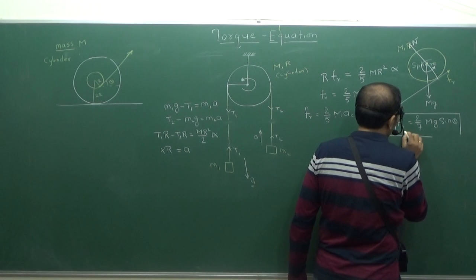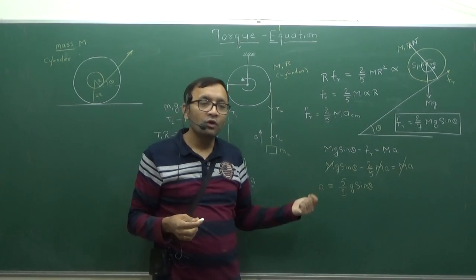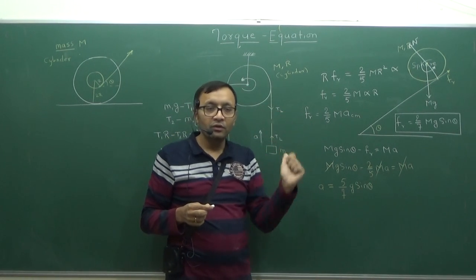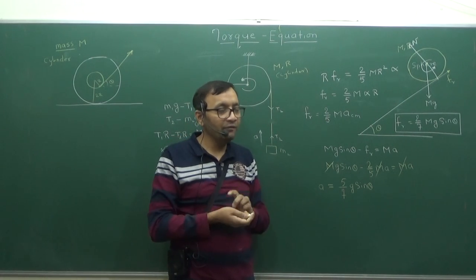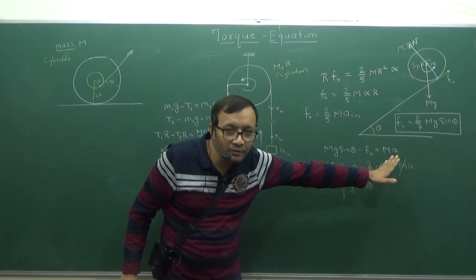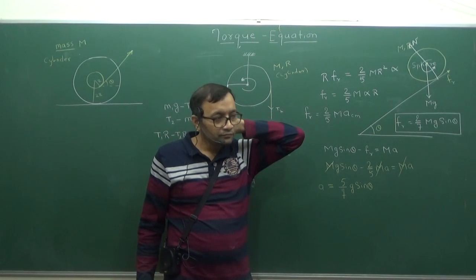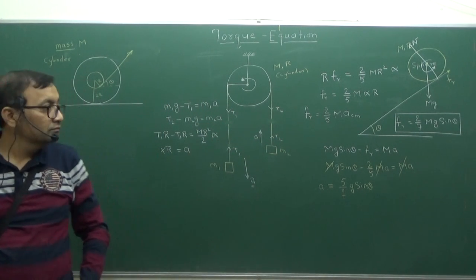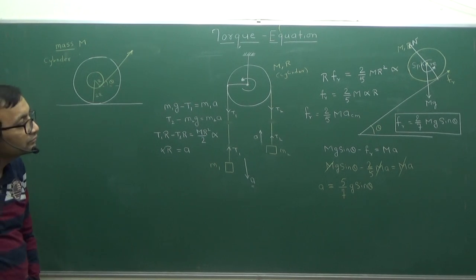This is what they call rolling friction. Only this much friction is required for it to roll without slipping. The maximum possible friction is mu into normal reaction, which applies when sliding. If it is rolling without slipping, this much will be the friction acting on it, which is very less. Any doubts?